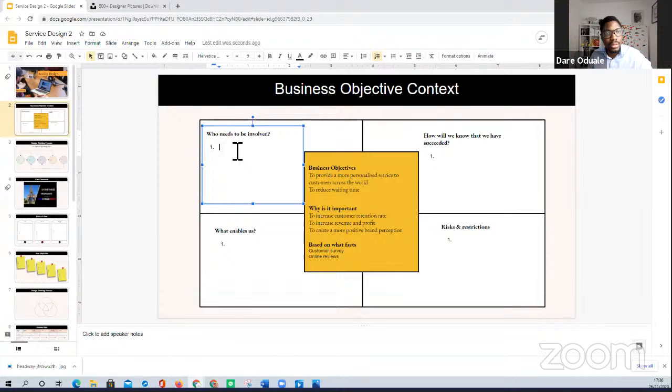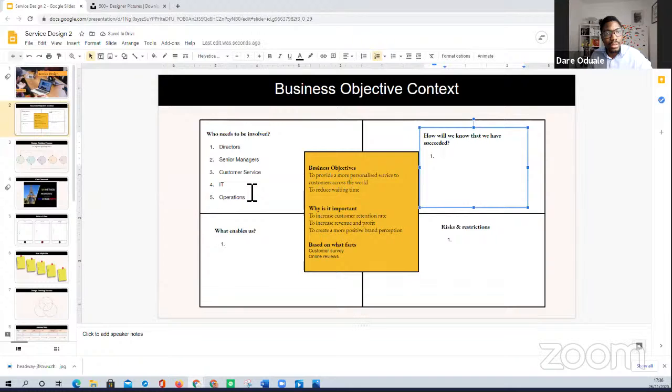Okay, so who needs to be involved? Of course, we know that the directors need to be involved. We know that senior managers need to be involved. Who else? Customer service is a team there. We know that our IT needs to be involved as well. Operations, and so many other teams that you have. So in fact, everybody across the organization needs to be involved.